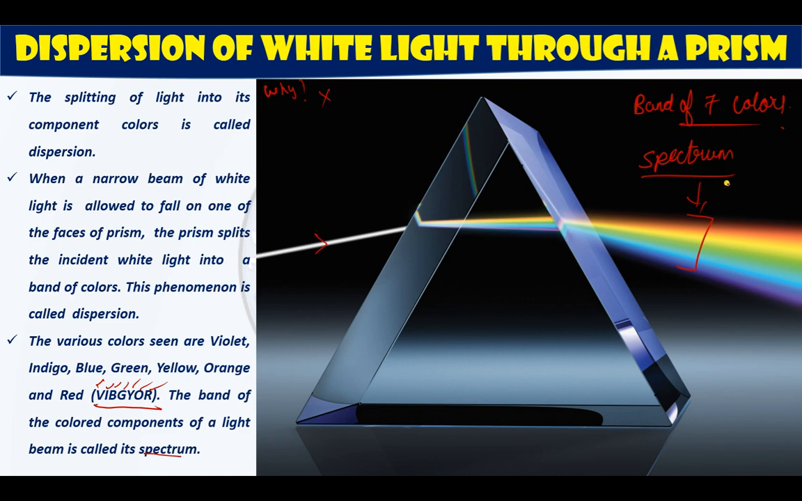This band of 7 colors is known as spectrum. Fine. This phenomenon is known as dispersion, and due to this phenomenon we get a band of 7 colors which is known as spectrum.